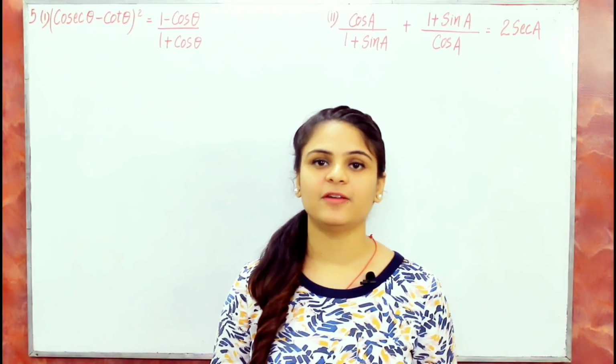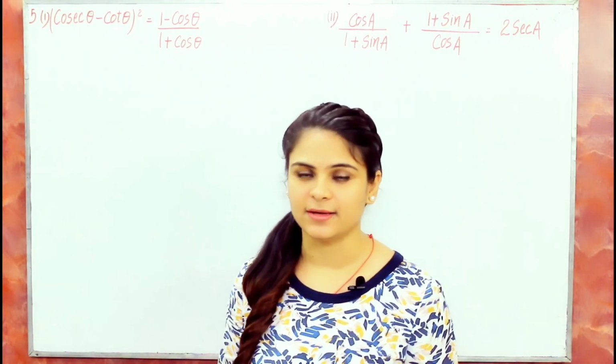In my previous video, I explained exercise 8.4. Only question number 5 was remaining. So this is the second part of exercise 8.4. Let's start. In question number 5, we have to prove trigonometric identities.